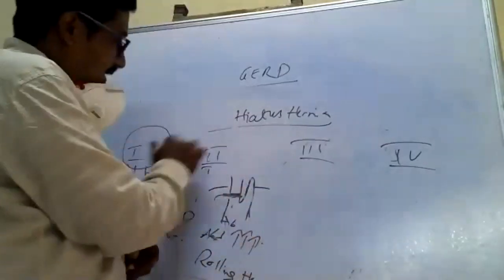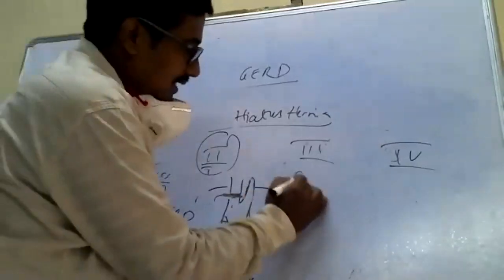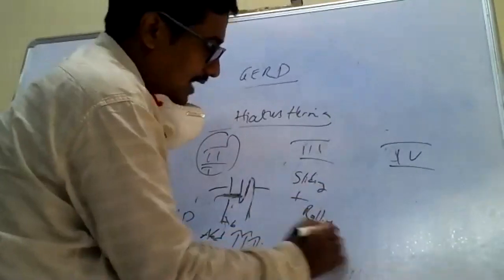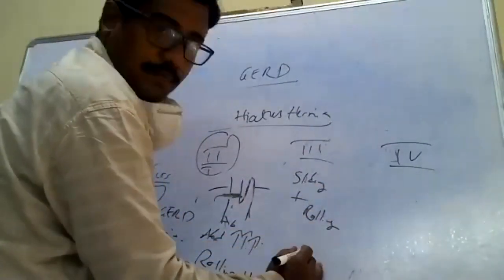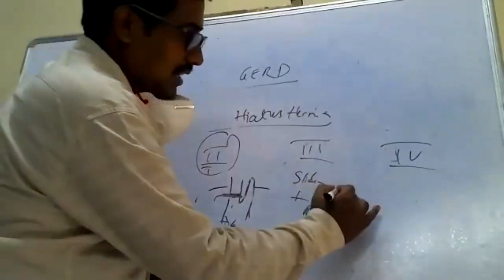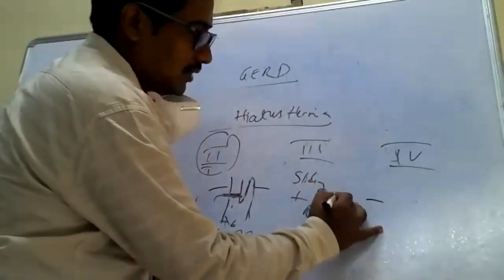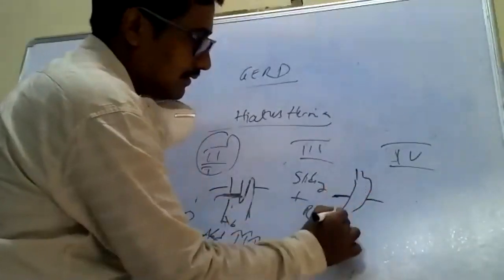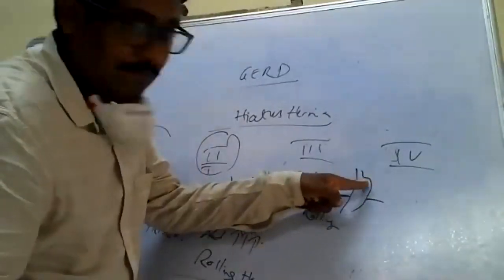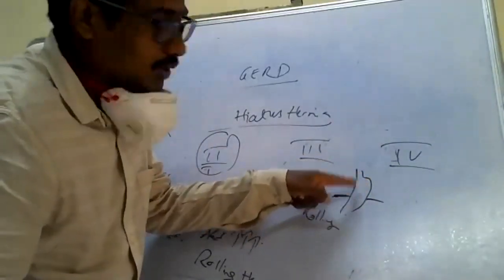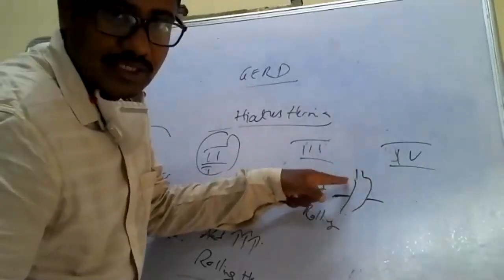What is type 3? Type 3 is where you mix type 1 and type 2. That is sliding hernia plus rolling hernia. That means what will happen? This is the crura of the abdomen. This is the crura of the diaphragm. So the fundus of the stomach, along with the lower esophageal sphincter, both will enter into the thorax. This is called mixed.